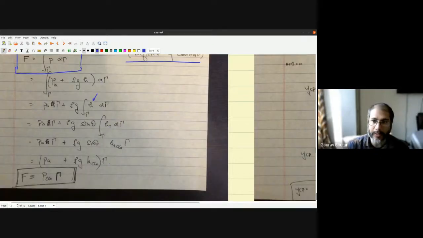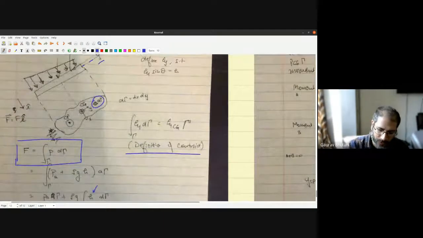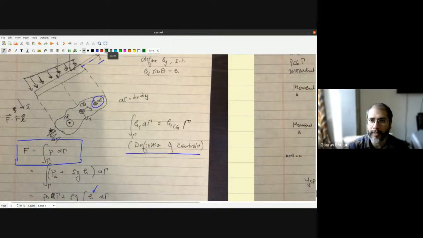And finally, what we get, and that's the interesting part here, is that the net force acting on the surface is simply the pressure on the center of gravity times the overall area of the surface. You don't even need to know what the distribution of pressure is. All you need to find out is where the center of gravity is. And that, of course, you can easily find out given the geometry of the body. You find out the center of gravity, and then you calculate the pressure here.